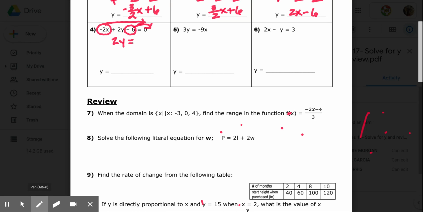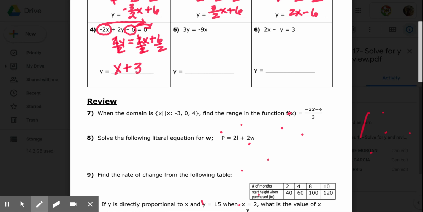So the negative 2x on the left, when we move it over to the right, will become a positive 2x. That negative 6, when we move that over to the other side, is going to become a positive 6. Now we're going to divide everything by 2. So here, 2 divided by 2 is 1, and 1 times x is just x. And then 6 divided by 2 is 3.